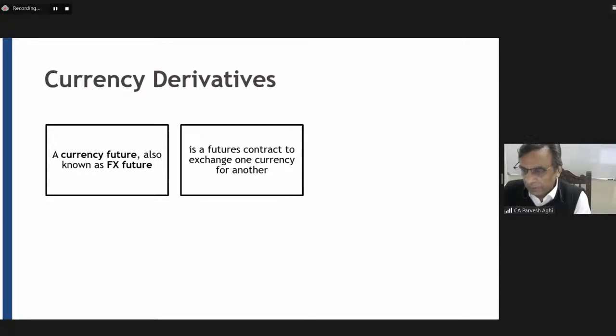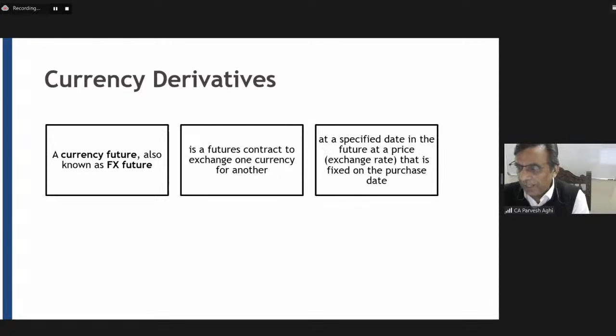So it is a future contract to exchange one currency for another, at a specified date in future, at a price that is fixed on the purchase date. So currency derivative, also known as FX future, is a future contract to exchange one currency for another. First of all, it is done at a specified date. So you choose the date. It can be any date. It can be in the month of January, February, March, right up to December.